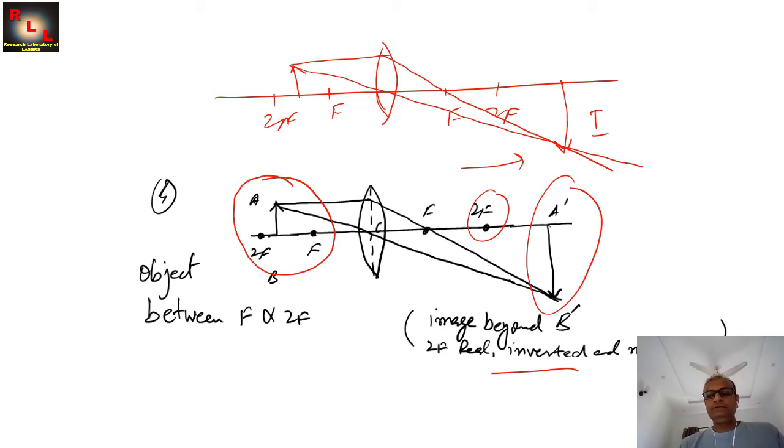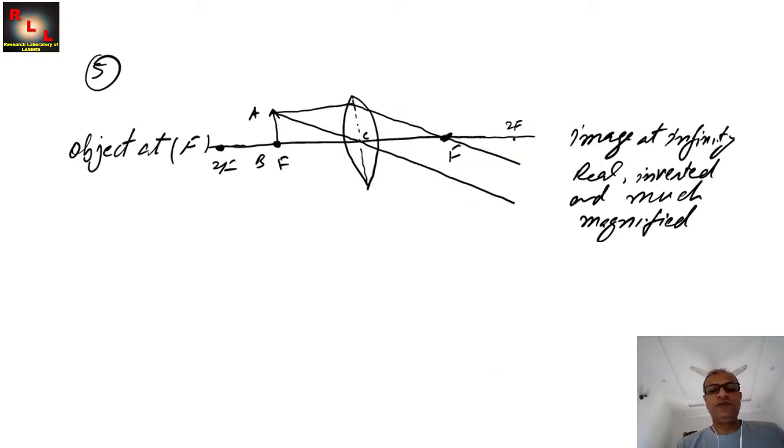Next one, the fifth case. So what do you see in the fifth case? The object is at the focal point f. If the object is at f, then you can see that the image is at infinity. Real, inverted as usual, and much magnified.